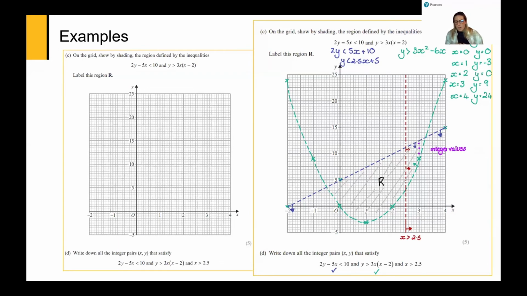And then the bottom part, D, at the bottom of the screen there, says write down all of the integer pairs that satisfy those two. So of course we can then start to make crosses on the grid. We can find out where they're working, and so you can see the pairs are coming on the side in the green, so they're all the feasible pairs.